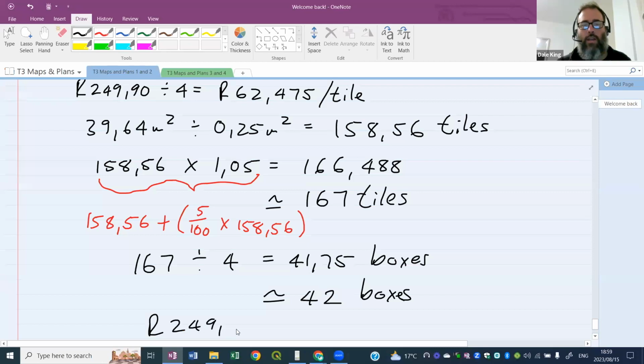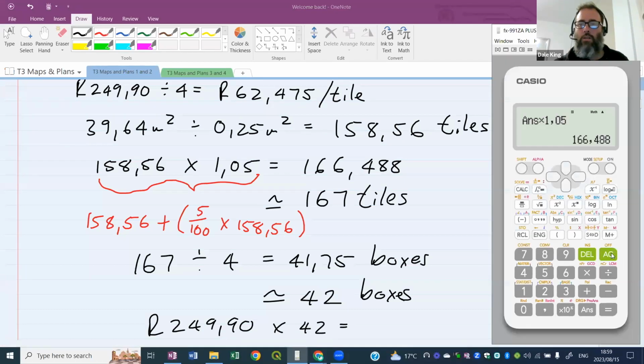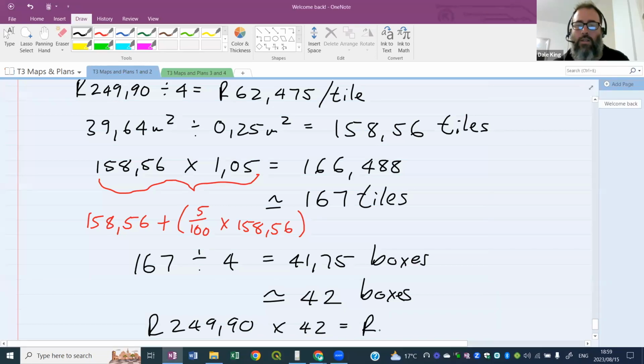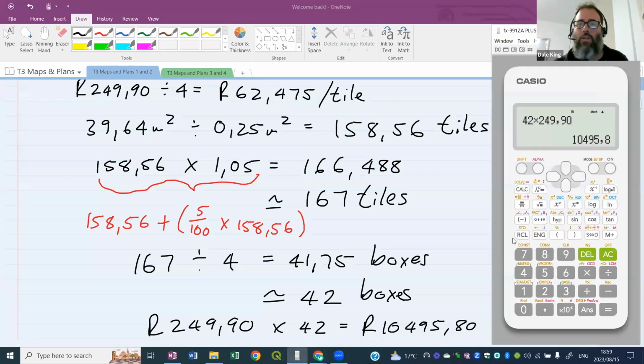Can you start to see the end of this? You're starting to see the end of this now, aren't you? So it's times 42. We need 42 boxes, and they're 249.90 each. That's 10,495.80. And we haven't rounded off until this point here. We rounded off the boxes. Like Ben said, don't round off anywhere. Just keep your decimals. Otherwise, this answer at the end is going to be wrong.